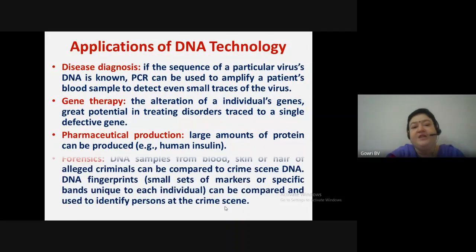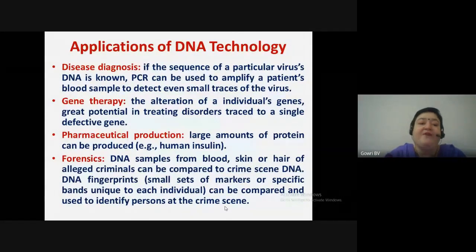And the final one is forensic science or forensic serology. DNA samples from blood, skin or hair of alleged criminals can be compared to crime scene DNA. DNA fingerprints can be compared and used to identify persons at the crime scene. You can use recombinant DNA technology to detect criminals at a crime scene when you synthesize a small set of markers or specific bands of DNA.